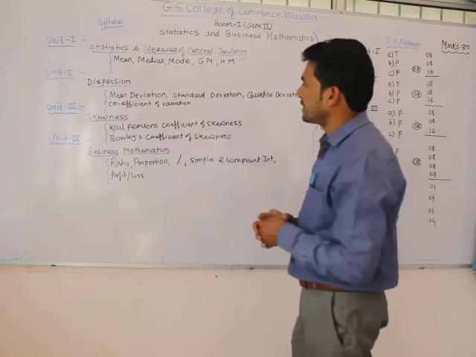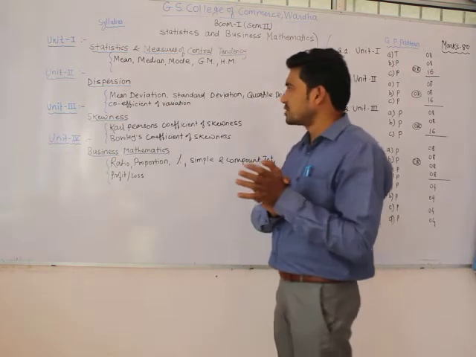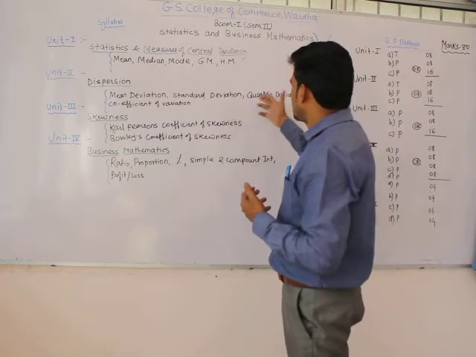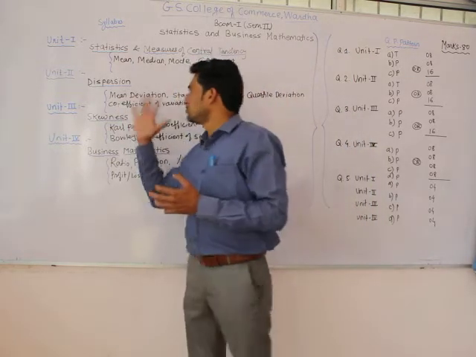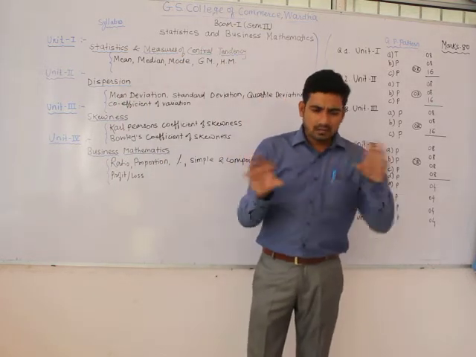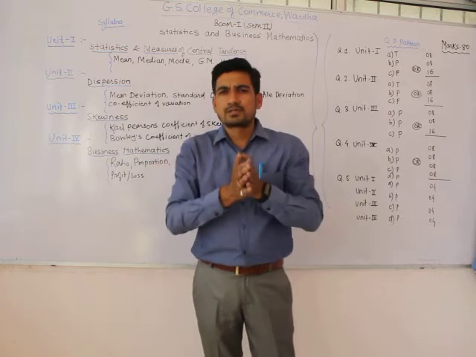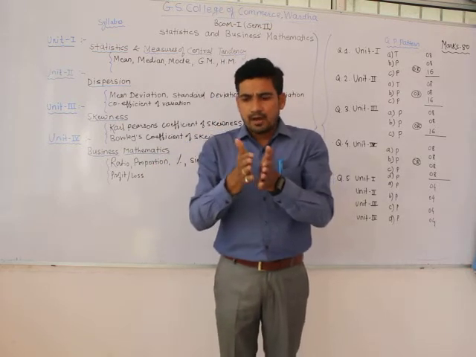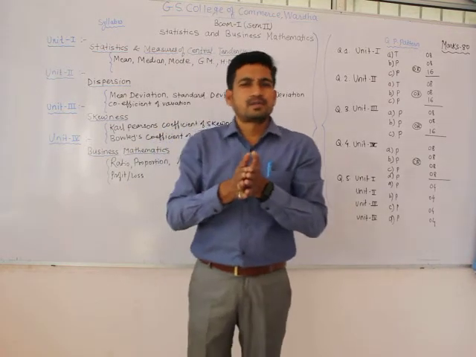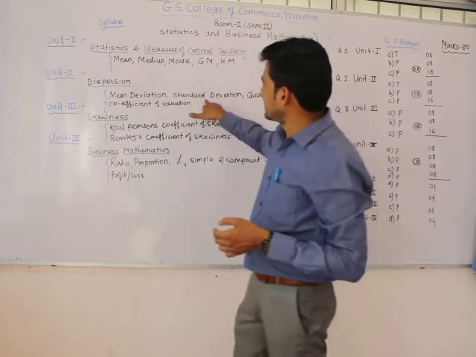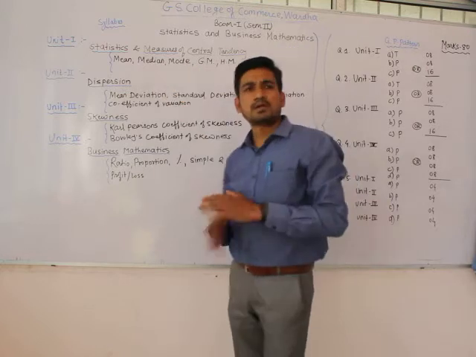In that dispersion, we have to see various types of deviations: mean deviation, standard deviation, quartile deviation, and coefficient of variation. We study these in unit number 2 as dispersion, because here we have to study the variations from a central tendency. Means if this is a central point, we have to find out why there is a deviation from this central tendency with the help of mean deviation, standard deviation, quartile deviation, and coefficient of variation. That is called dispersion.